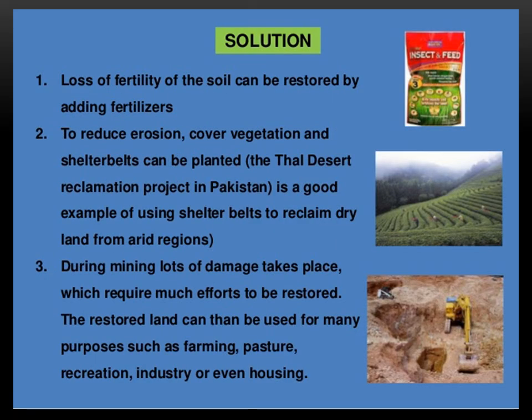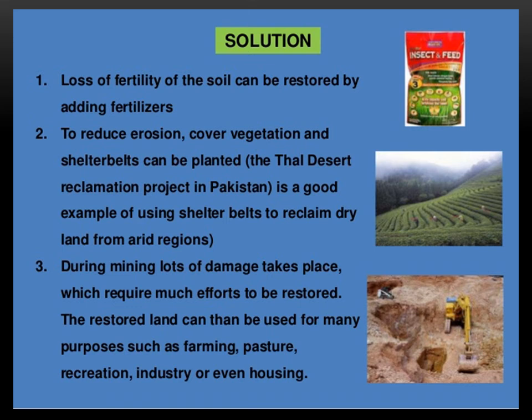The loss of fertility of the soil can be restored by adding fertilizers. Like if the soil is not fertile or the soil becomes damaged, then we can add some fertilizers. These fertilizers can be organic matter or chemicals. To reduce erosion, cover vegetation and shelter belts can be planted. So the wind or the water may erode the soil, but wind will not be able to erode the soil with cover vegetation and shelter belts.